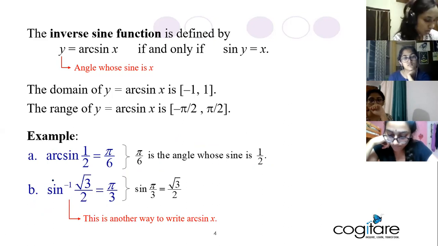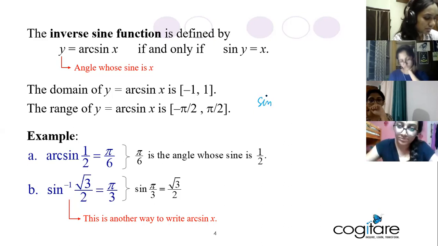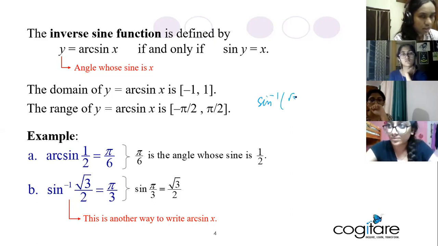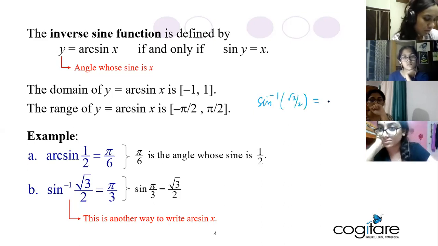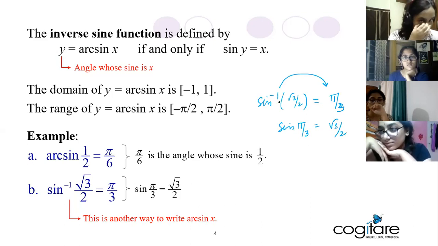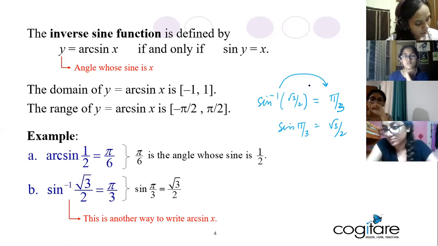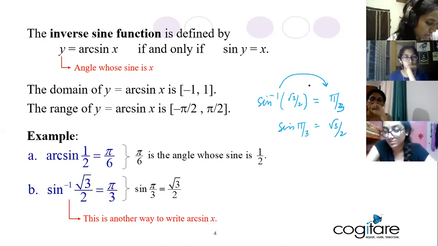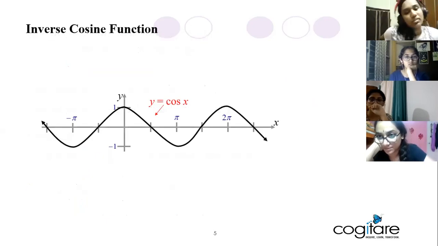So when you say sine inverse of root 3 by 2 is pi by 3, that means you know sine pi by 3 is root 3 by 2. It's like you take it that side. In our normal terms, we say take sine inverse that side. Sine pi by 3 is equal to root 3 by 2. All right. So that is how we define the inverse.